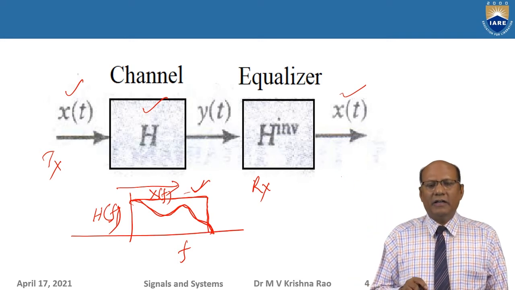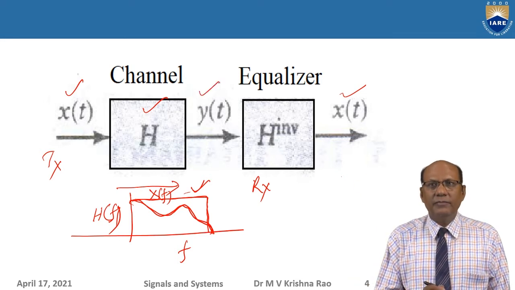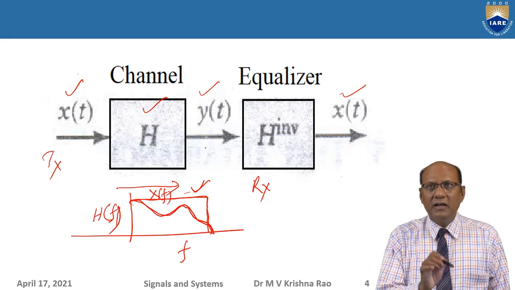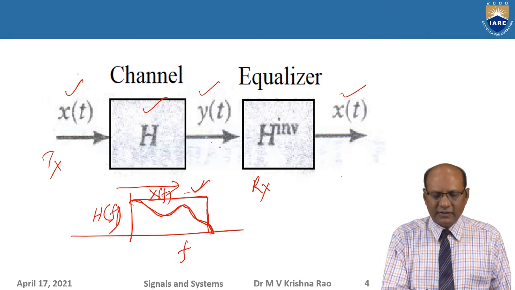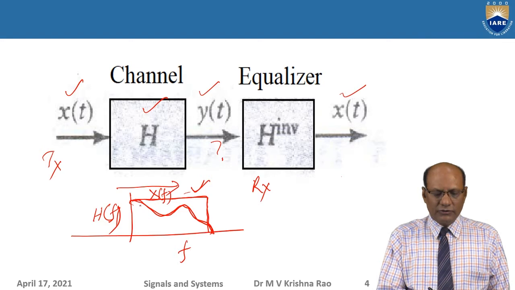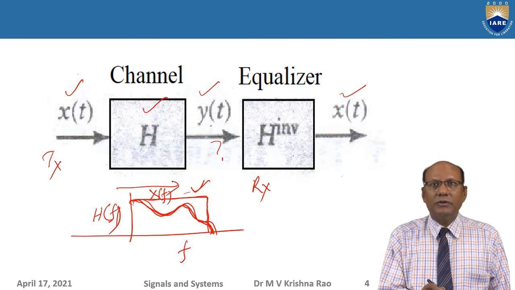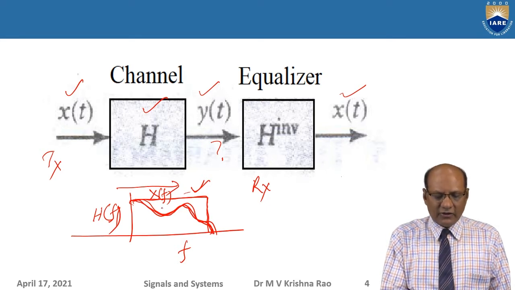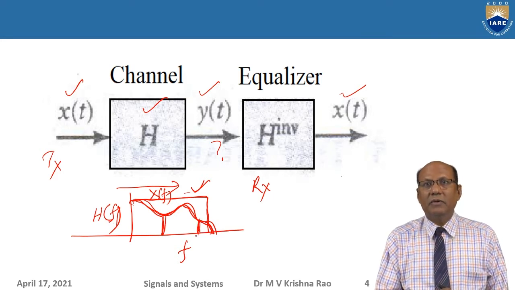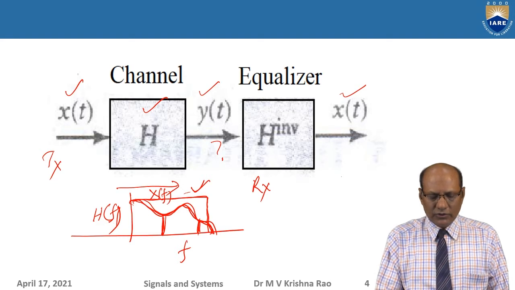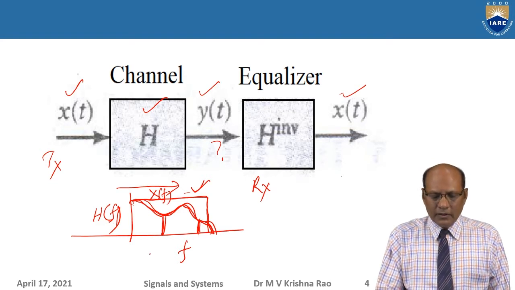What will happen at the output of the channel, that is, at the input of the receiver? This is the shape of the output. That means this system has attenuated some frequencies here. Some frequencies are attenuated here. Here also some frequencies are attenuated, relatively much.